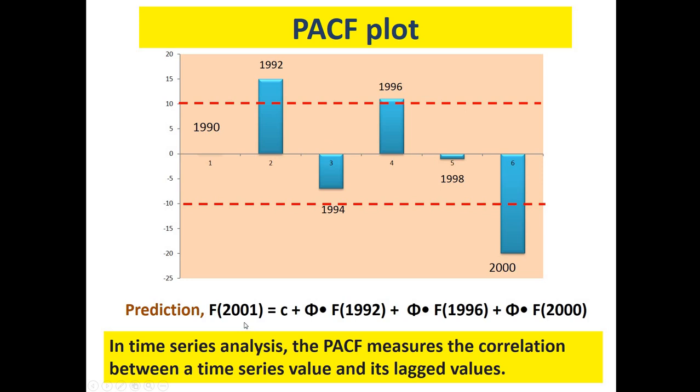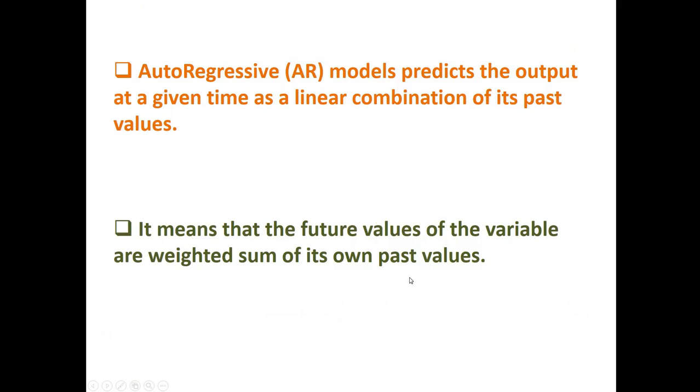So you can write an equation f of 2001 equal to constant plus the weight phi multiplied by, you are considering 1992 and also considering 1996 and also considering 2000. Others are ignored. So in time series analysis, PACF measures the correlation between a time series value and its lagged values. So autoregressive models predict the output at a given time as a linear combination of its past values. It means that the future values of the variable are a weighted sum of its own past values.